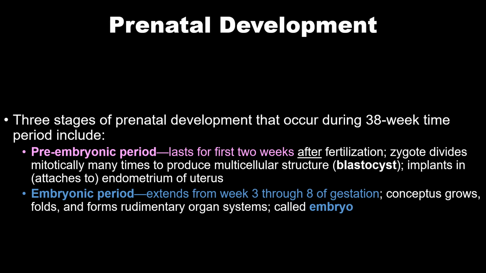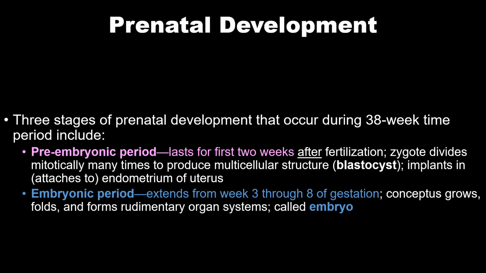Now, you also have the embryonic period, which extends from week 3 to week 8 of gestation. During this time, the conceptus is going to grow, fold, and form rudimentary organ systems. And as the name suggests, during this time, the offspring is now called an embryo.